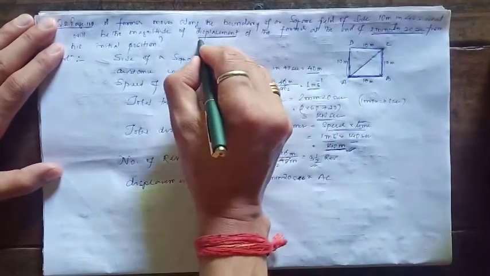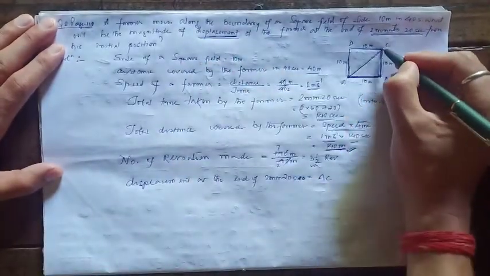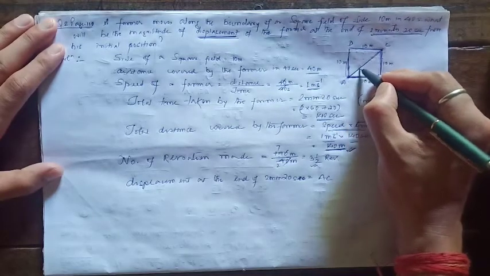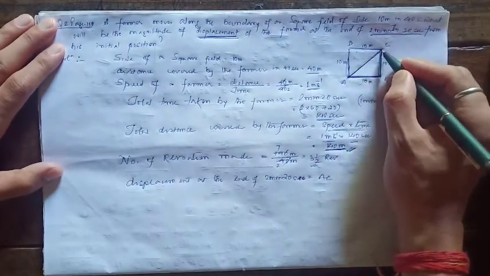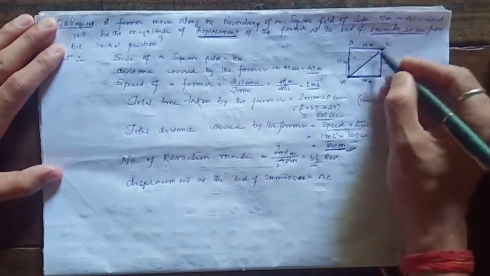Now you know, student, what displacement means. Displacement is the shortest distance joining the initial and the final position. So we have a shortest distance, this straight line segment joining initial position A and C. So we have to calculate the length of this AC.